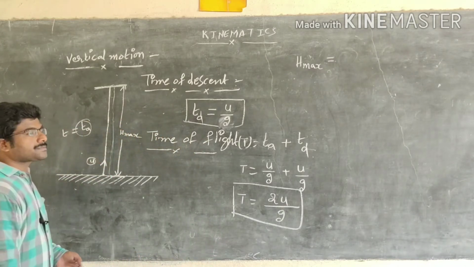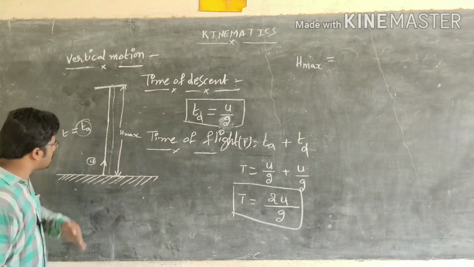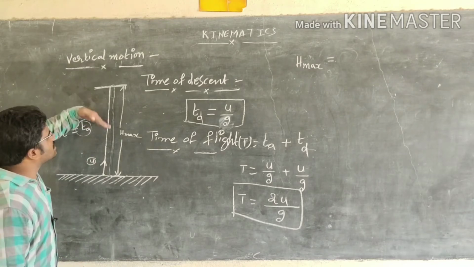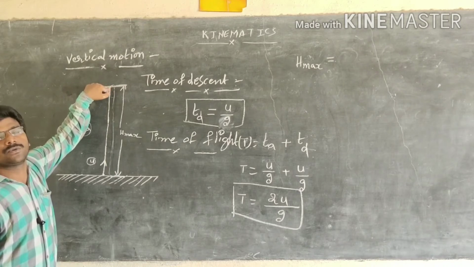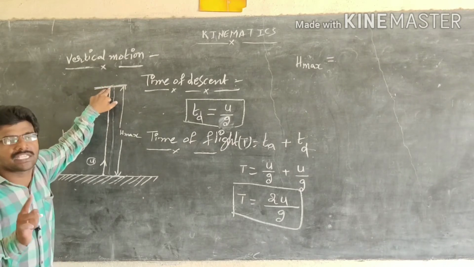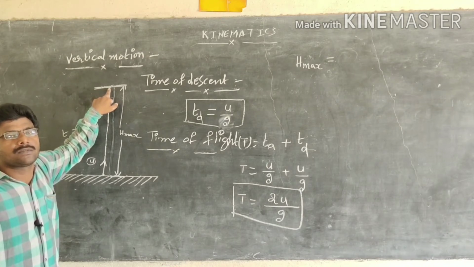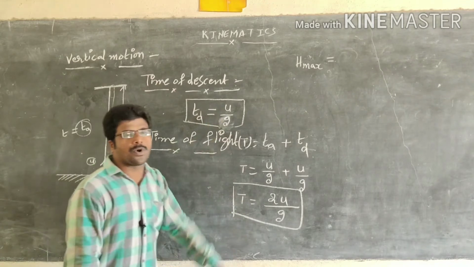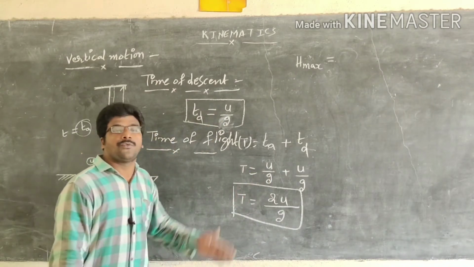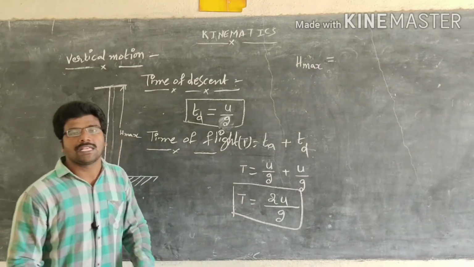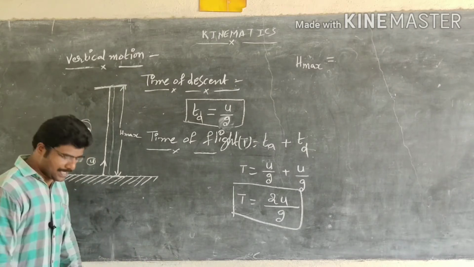For example, if a body is projected vertically upwards, already we discussed that as the body moves upwards, the velocity decreases. At one point, the velocity becomes 0. The point at which, for a vertically projected body, the velocity becomes 0 is known as maximum height.